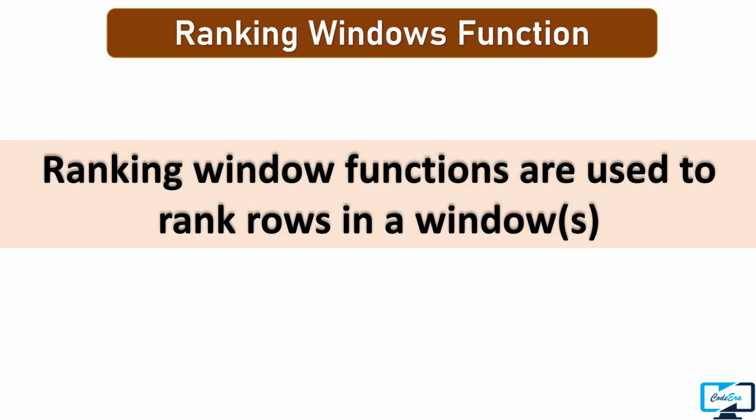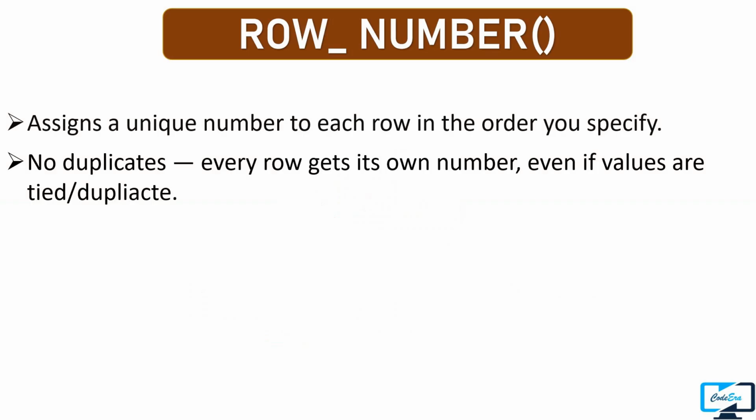So now let's start with our first window function, which is row number. The row number simply gives a unique number to each row in the order we specify the rows. So this function tells us the position of a row inside a window. And even if two rows have the same value, this function will always assign unique numbers.